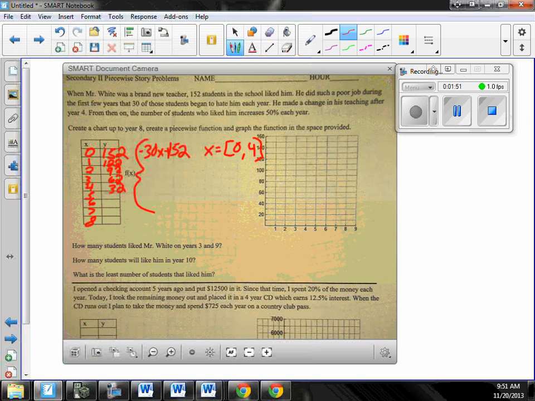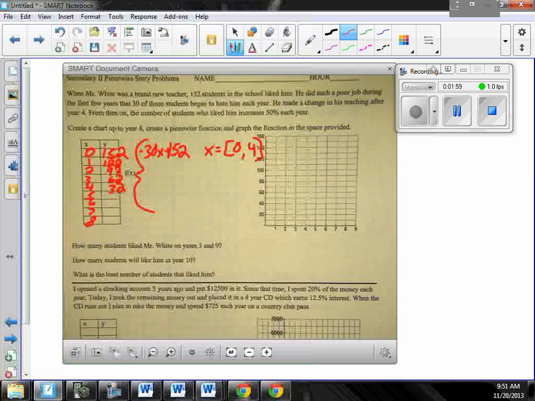Should I include both 0 and 4? 0, yes. Do I have to include 4? It doesn't really matter. How come 4 doesn't matter? You have to include it in one of the two functions, but it doesn't matter which function.